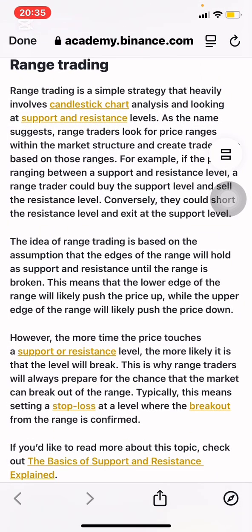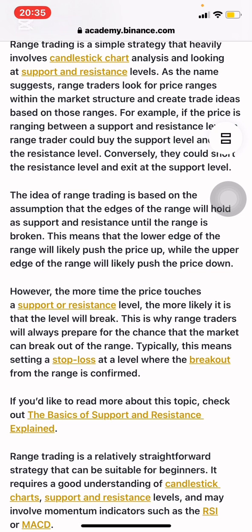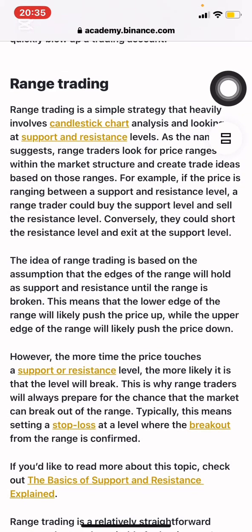As the name suggests, range traders look for price ranges within the market structure and create trade ideas based on those ranges. For example, if the price is ranging between a support and resistance level, a range trader could buy the support level and sell the resistance level.